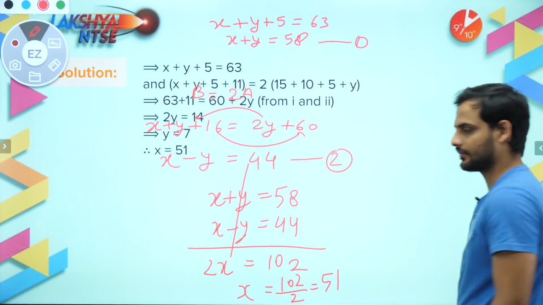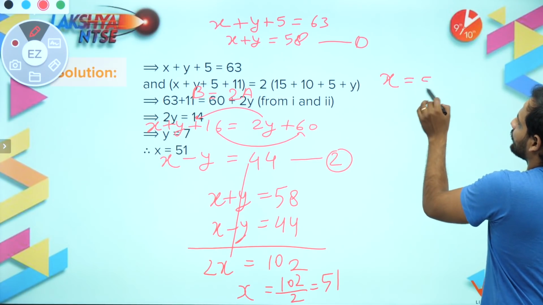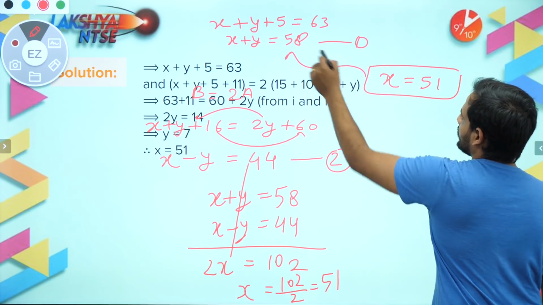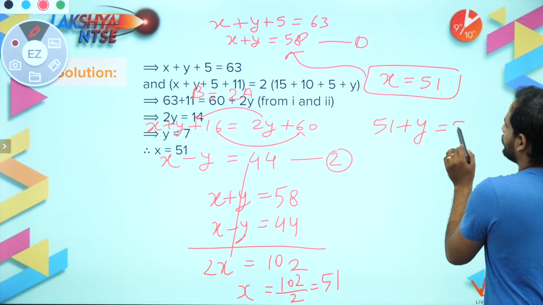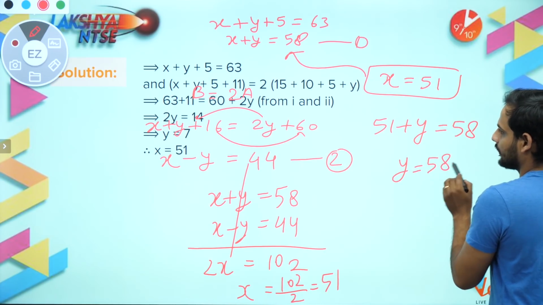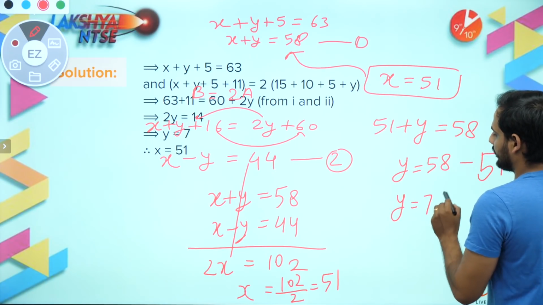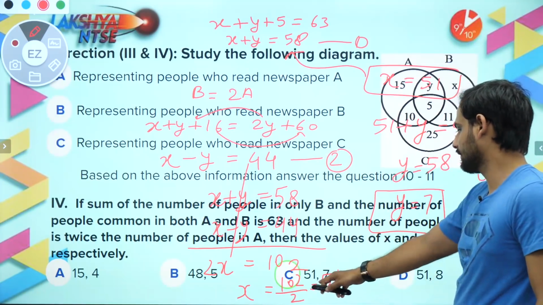So we have got X is equal to 51. Now let us find out the value of y. Put x is equal to 51 in this equation. So 51 plus y is equal to 58. So you will be getting y is equal to 58 minus 51, which means y is equal to 7. So x is 51, y is 7. That is why our answer was 51 and 7.